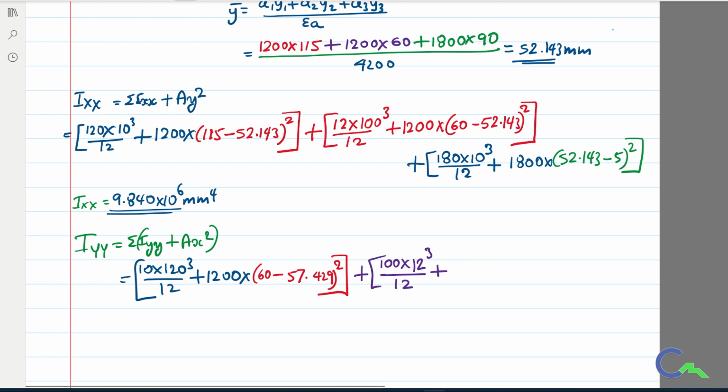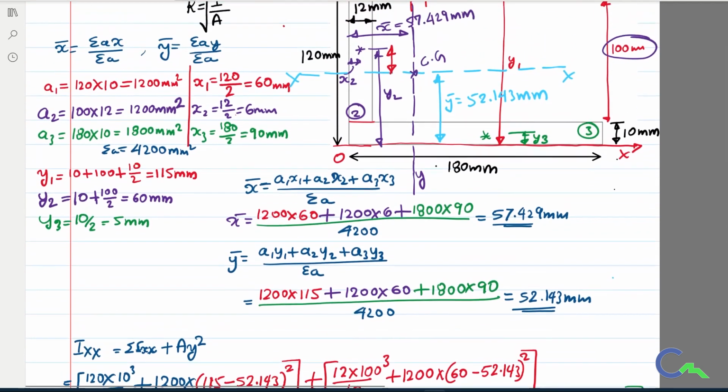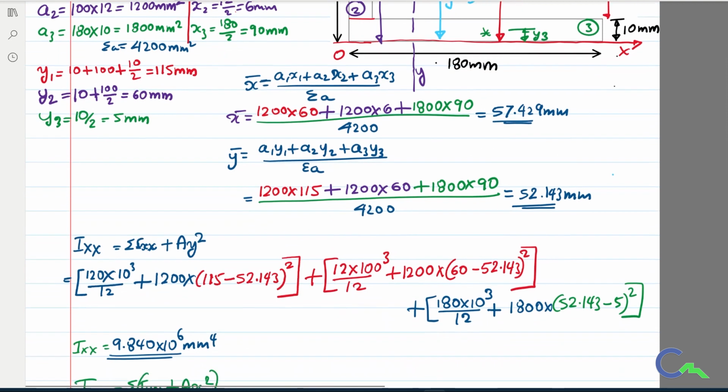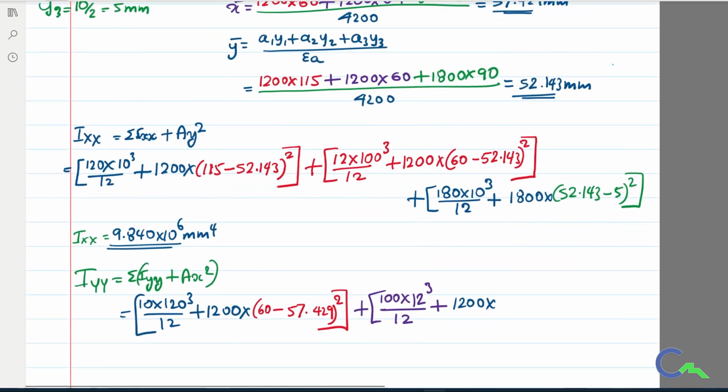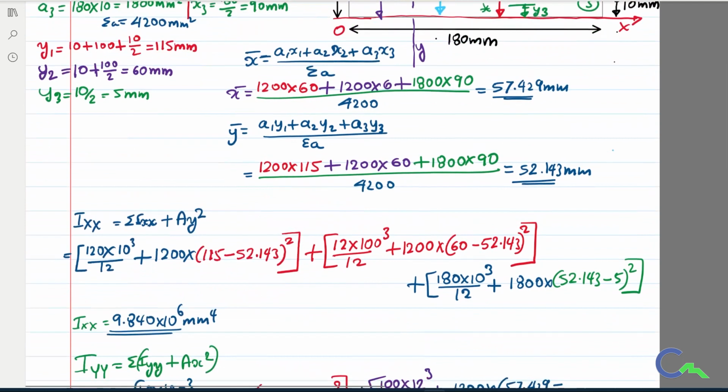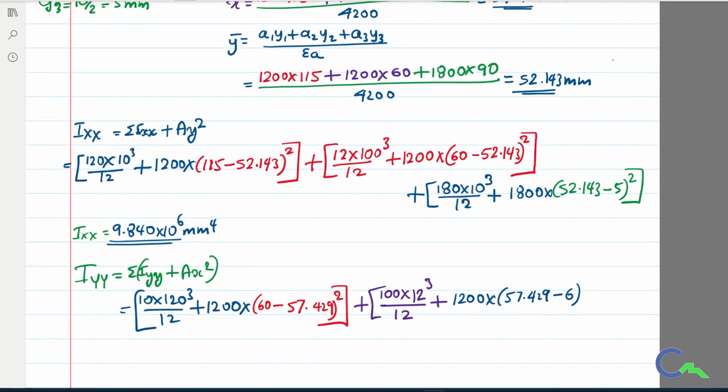So the second term is 1200, the area, into the distance from the centroid of the second figure to the YY reference axis. So I can say that that is nothing but x bar minus x2. x bar we got 57.429, x2 we got 6 mm. Therefore 6 whole square, that is the second term.